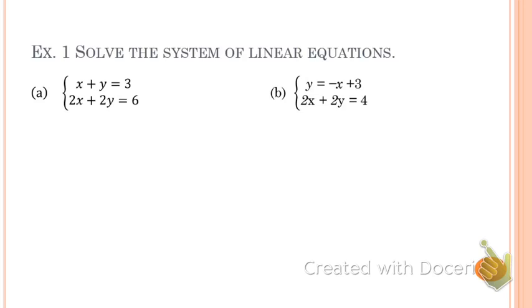So look at letter A. Now, just like yesterday, there's no right or wrong method. Both methods will work. The question we want to ask is, which one is the problem set up to use more easily? Look at letter A. It says x plus y equals 3 and 2x plus 2y equals 6. So my question, which method is this problem already set up to do more easily?